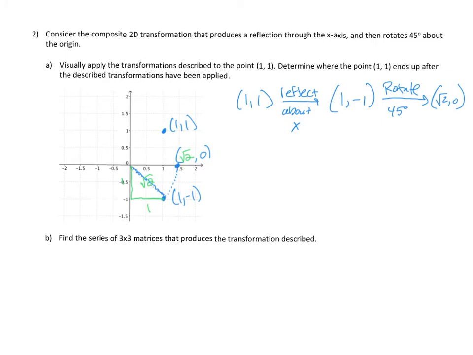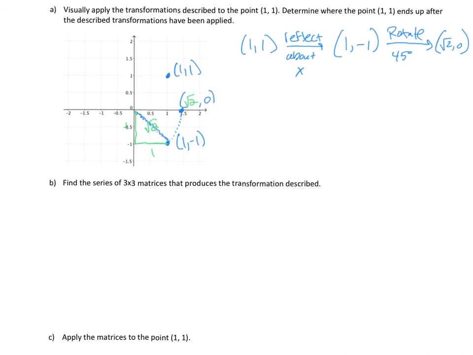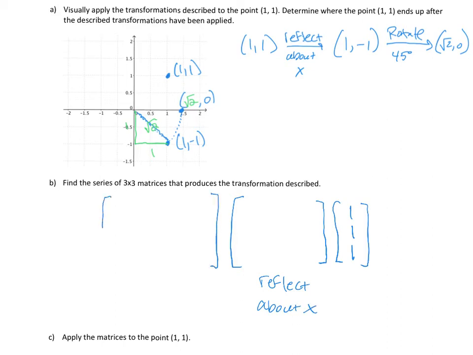All right, if I want to find the series of 3 by 3 matrices that produce this transformation, just like I did in the last problem, except I didn't give you the templates this time. Okay, so I'm going to have to write that all out. So I start at the right, and I'm going to put my data point, which was 1, 1, and then homogeneous coordinates, I add a 1. Okay, and then I'm going to have a 3 by 3 matrix here. That's the reflection. And another 3 by 3 matrix here that calculates the rotation.